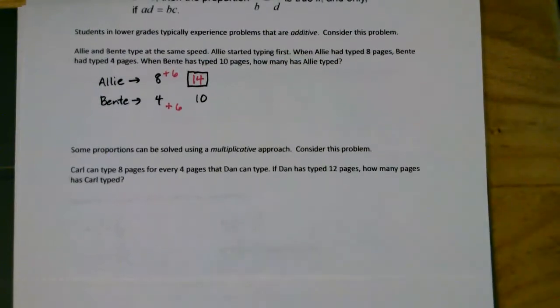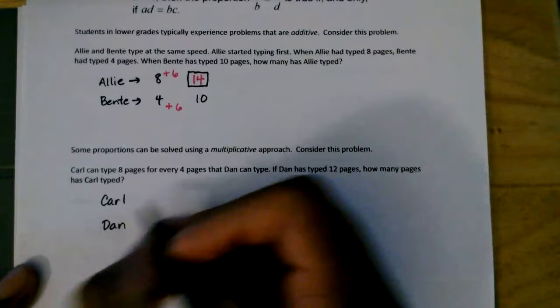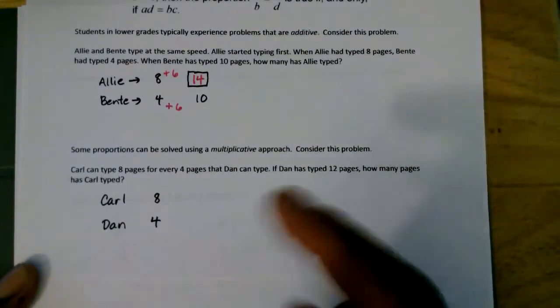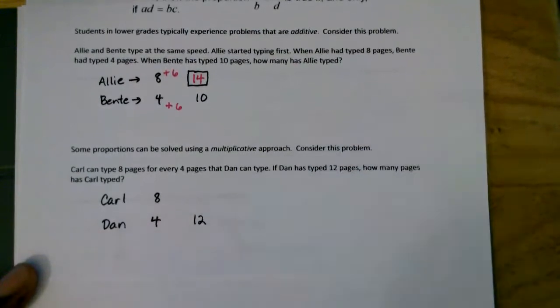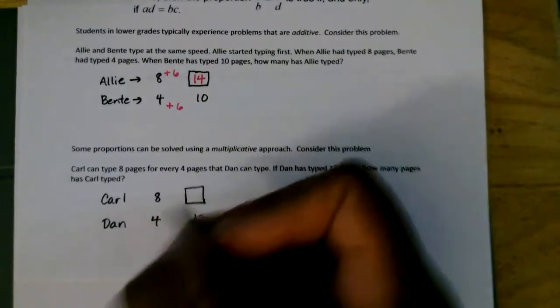Okay. And then next is the multiplicative approach, because there are some proportions that can be solved using that approach. Like in this example here, Carl can type 8 pages for every 4 pages that Dan can type. If Dan has typed 12 pages, how many pages has Carl typed? All right, so let's look at Carl and Dan. Carl has typed 8 pages for every 4 pages that Dan has typed. And Dan has already typed 12 pages. So that means we need to find out how many pages Carl has typed. So we're looking for this number right here.